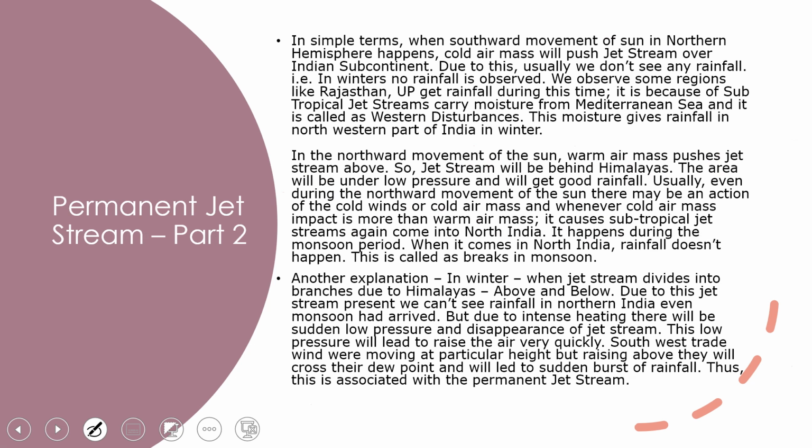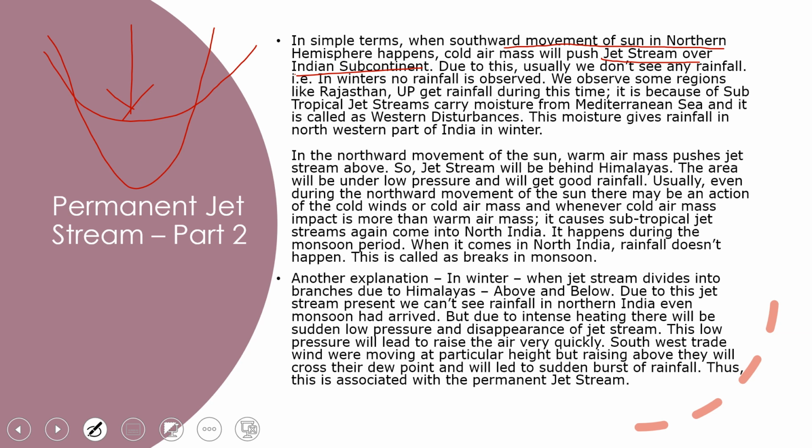Okay, so in simple terms, this is explained here again. When the southward movement of the sun in the northern hemisphere happens, the cold air mass will push the jet stream over the Indian subcontinent, like this one. It is coming from the north wind, and it is in India. So in the northern hemisphere, the cold air mass will push the jet stream over the Indian subcontinent.